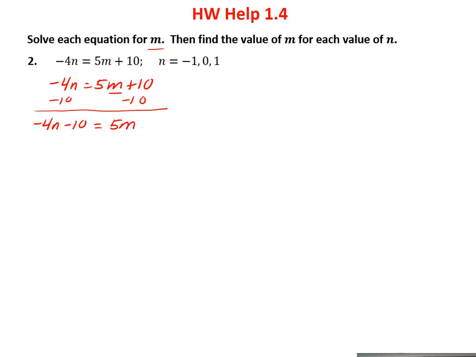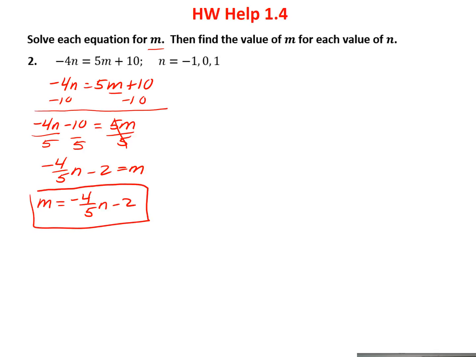And now undo 5 times m by dividing by 5. And notice here when we divide, I have to divide everything by 5, the whole equation. So I end up with minus 4/5 n minus 2 equals m. So that's kind of a messy equation. Or if I turn it around, m equals minus 4/5 n minus 2. And that then is my equation for m. I just rewrote it for m. So now we have to plug in n and find out what the values of m are.